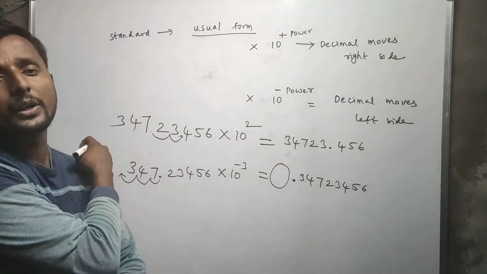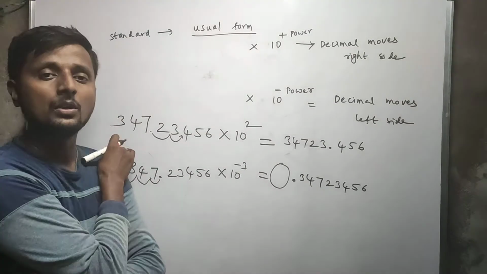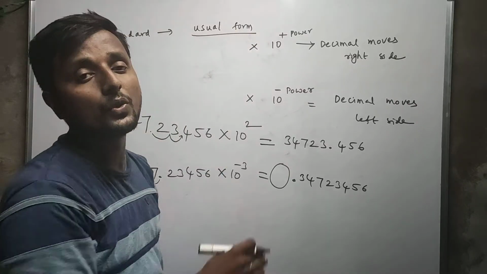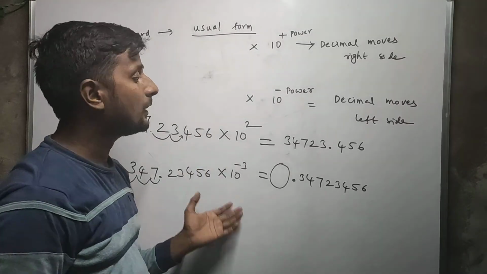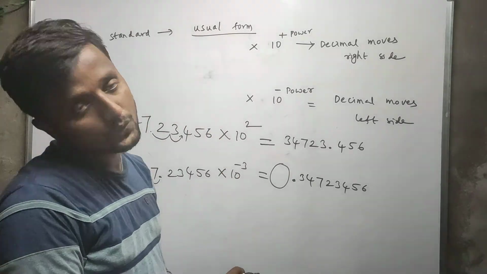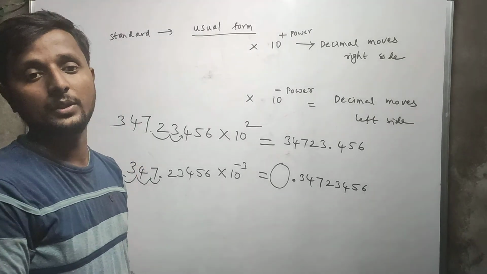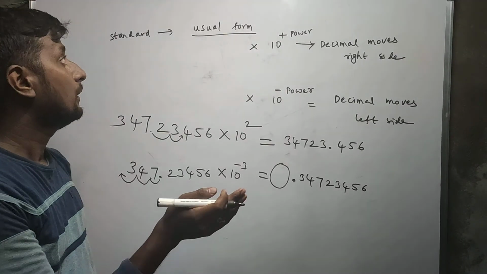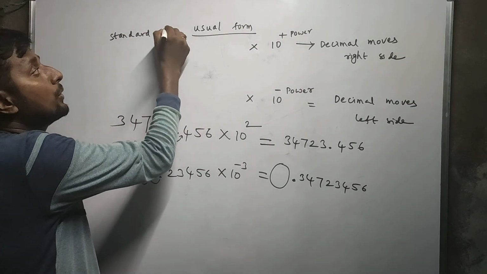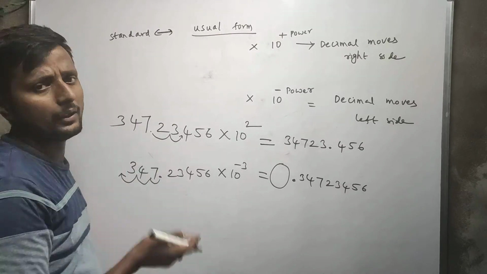So this is the shortest way. If you really know how to convert a standard form to the usual form of numbers, definitely the shortcut method can be useful if you really understand the concept. So try to understand the concept and try to write standard to usual or usual to standard. You can try.